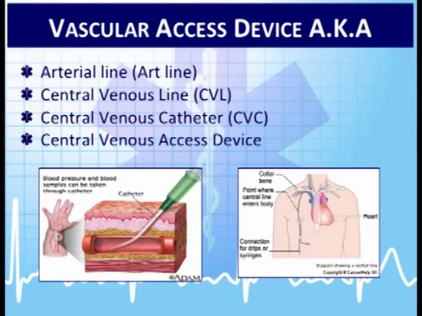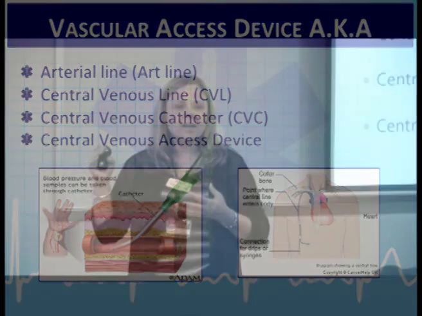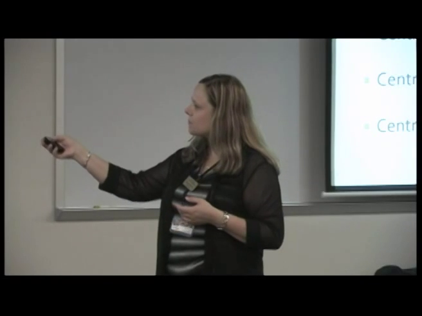And of course, we can't call anything one thing. So when they tell us NSAIDs, we know that's a group of medications, and there's a bunch of medications in there. Just like that, the vascular access devices is kind of an umbrella term. They may be called arterial lines, ART line, central venous line, central venous catheter, or central venous access device. All of them, it's just like calling myself Heather, mom, instructor, multiple different things.